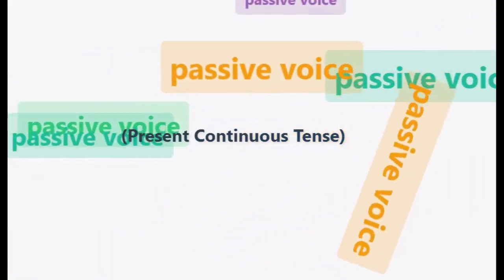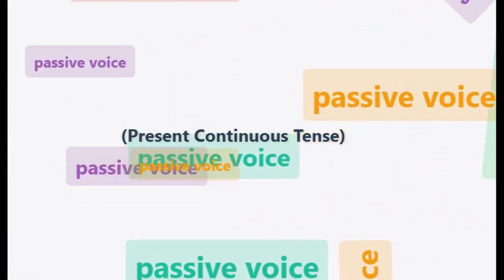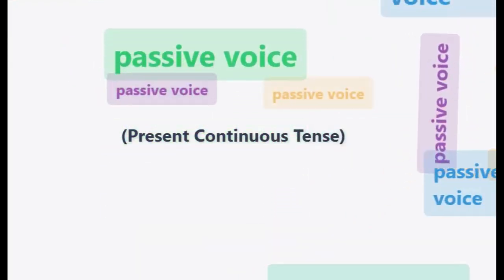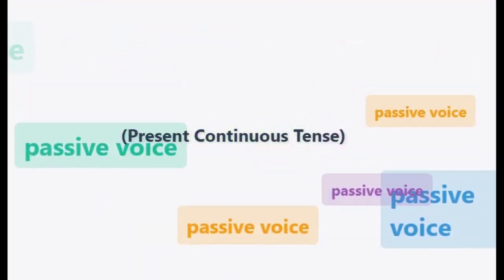Today, we will learn how to use passive voice for present continuous tense, to tell things we are doing now, or happening now.